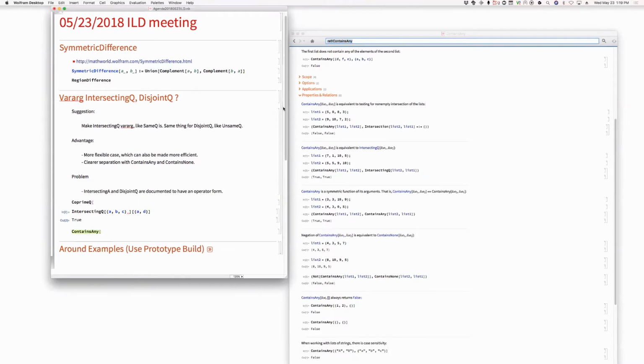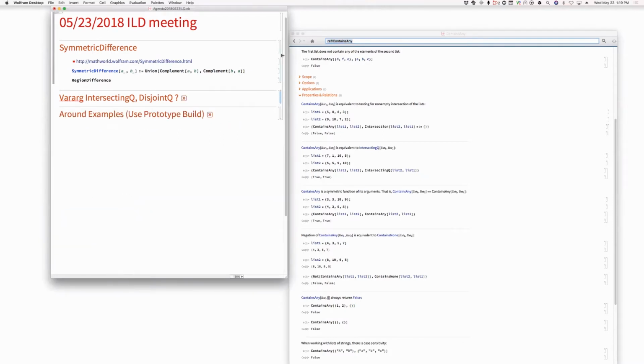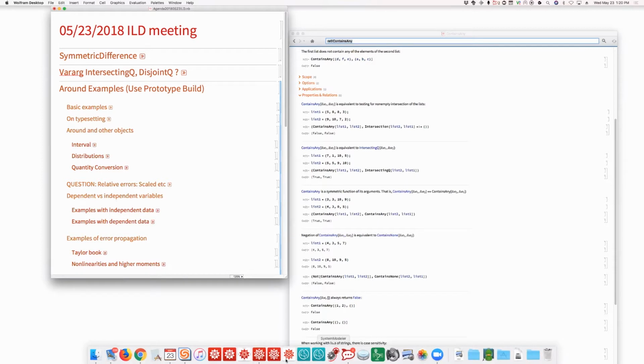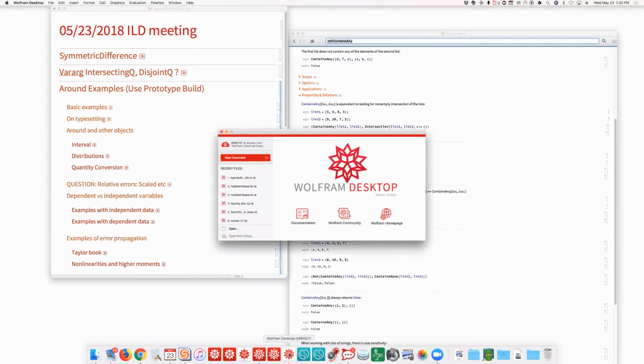Okay, good. Let's move on to the real meat here. Yes, so we're going back to round examples, and I wanted to go again through a variety of examples, check that we agree with what we have. There are some questions. I'm running the prototype build here. For example, it's not clear what to do with relative errors.